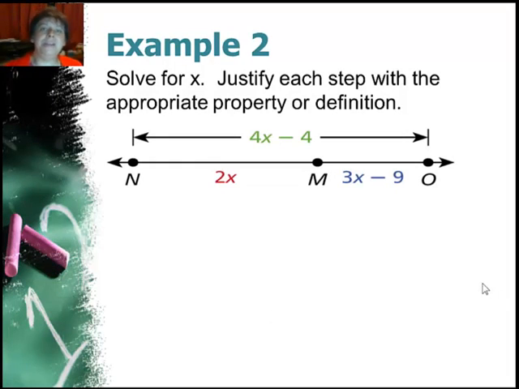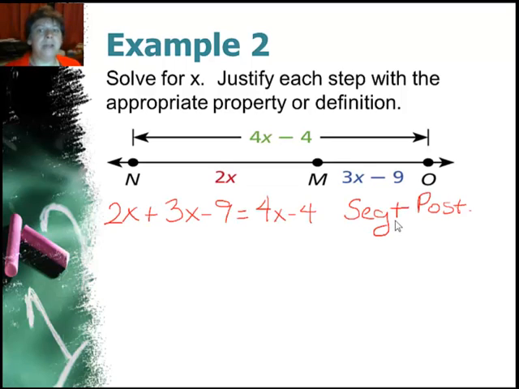So let's take a look at another example. I have this segment here. This whole distance is 4x minus 4. From n to m, it's 2x, and from m to o, it's 3x minus 9. So the first thing I'm going to do is to set up an equation using the segment addition postulate. Remember that the two pieces have to add up to the whole. So 2x plus 3x minus 9 equals 4x minus 4.